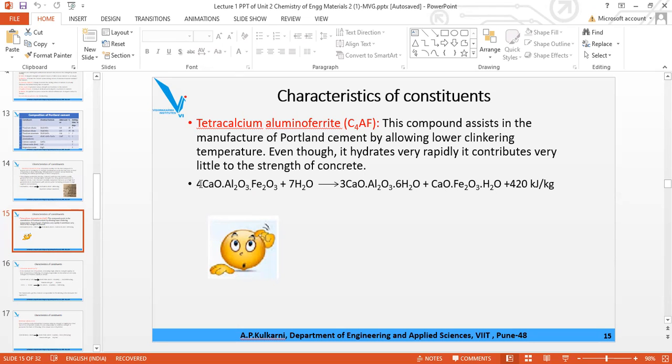Remember the reaction: 4CaO·Al2O3·Fe2O3 plus 7H2O giving you 3CaO·Al2O3·6H2O. Here Fe2O3 is not there. Out of 7 water molecules, 6 we have used. So whatever is remaining, 1 CaO, 1 Fe2O3, 1 H2O. Have you got it? And the heat of hydration is 420. What will be the short form reaction? Abbreviation reaction. Chalo, fast.